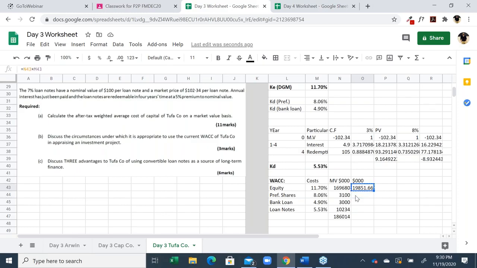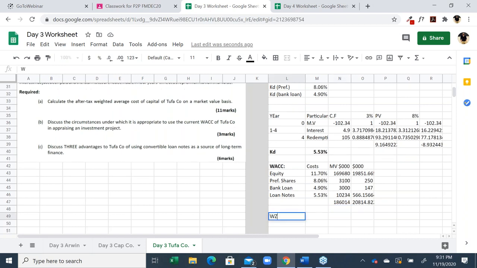To our preference shareholders, we are paying 8.06% of the amount they have invested, which is equal to 3,100. And in dollars, it's 250. Is it 250? Yes, it's 250. To these ones, we are paying 4.9%, and to these ones, we are paying 5.53% annually. And the total that we are paying is $20,814.82 against the total investment value of 186,014.